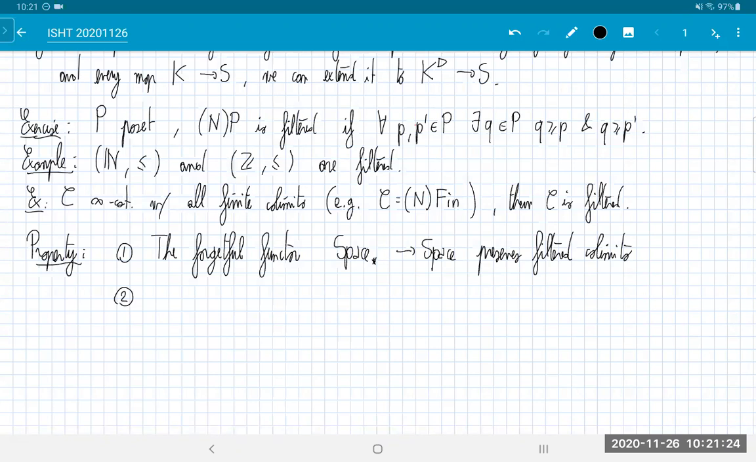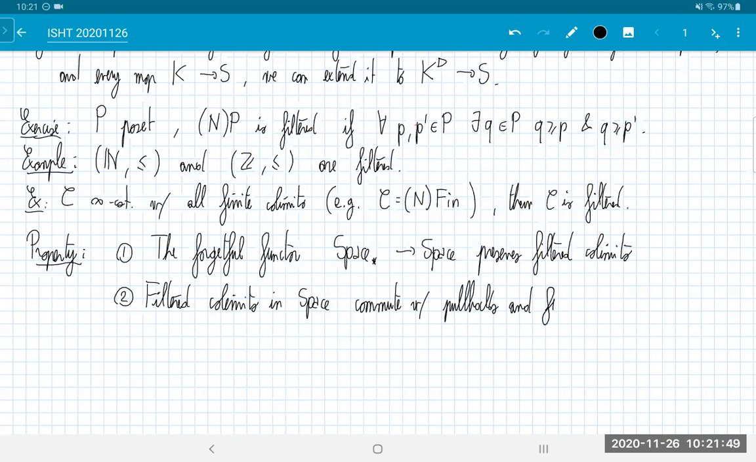The second one, which is actually the most important, is that filtered colimits in spaces, and therefore also in pointed spaces, commute with pullbacks and finite products. And since people asked me for a reference, I found one. It's not really a reference you might want to consult, but it is a reference nonetheless. I'm trying to think if I can think of a better proof of this fact, but at least I'm giving you a reference. It's in Higher Topos Theory 5.3.3.3.